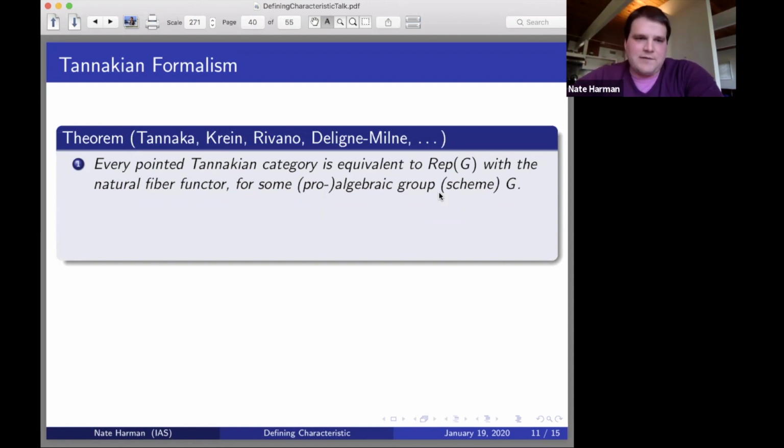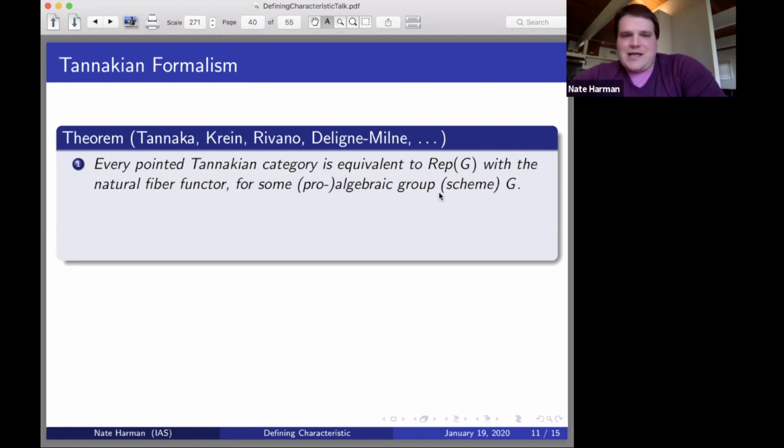This is Tannakian reconstruction or Tannaka-Krein duality. It says that every pointed Tannakian category, so with a fiber functor, is equivalent to representations of a group with the natural fiber functor, just forget the group action, for some algebraic group G. And to be really precise, there are these words in parentheses. I really can't just talk about algebraic groups. I need to talk about group schemes.